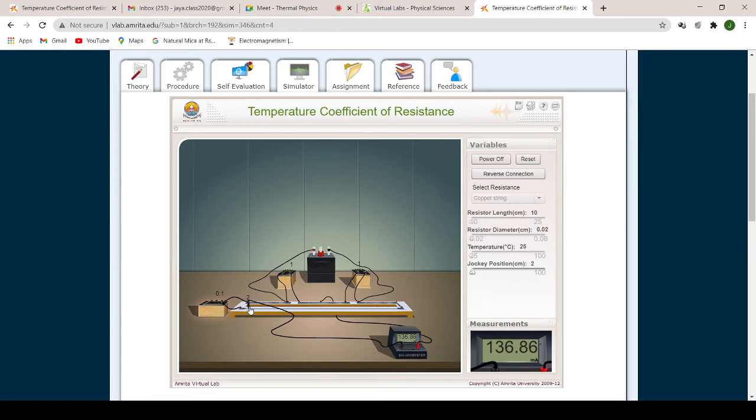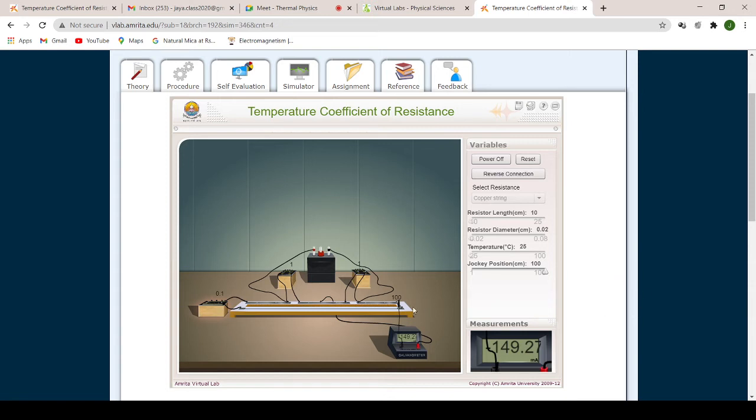Similarly, you place the jockey on the other extreme end and check. It has to show a negative value. It indicates that the needle has shifted to the other end. So when this happens, it means that your connections are all correct. Now we have to find out what is the balancing length. That is taken as L1 dash.